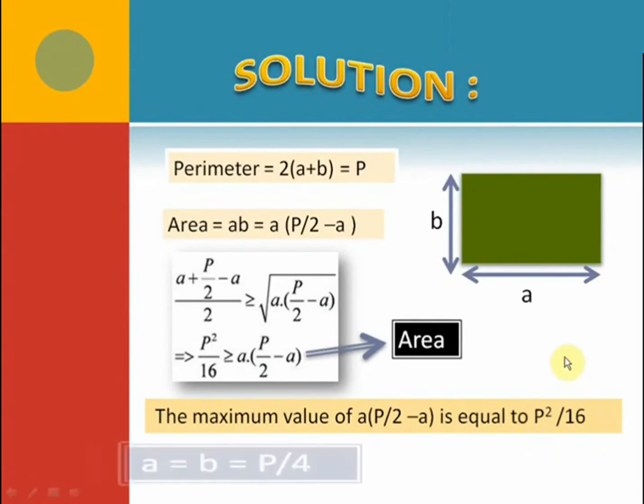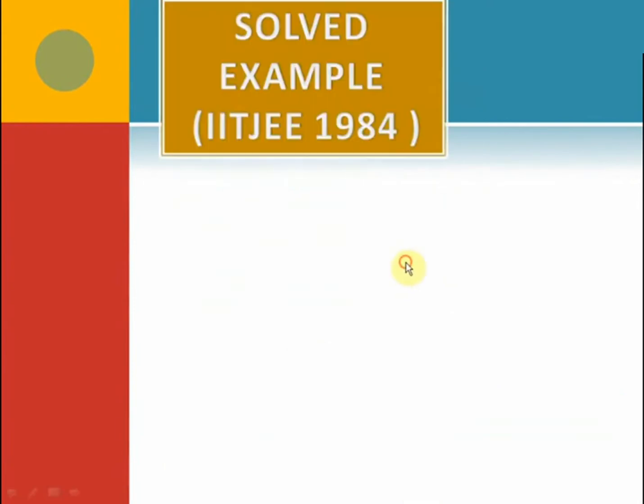Now this is possible only when A is equal to B equal to P by 4. Thus for the area to be maximum, it has to be a square with the side equal to P by 4. Thus we can say that for the area of the rectangle to be maximum, it has got to be a square with a side of length equal to P by 4.